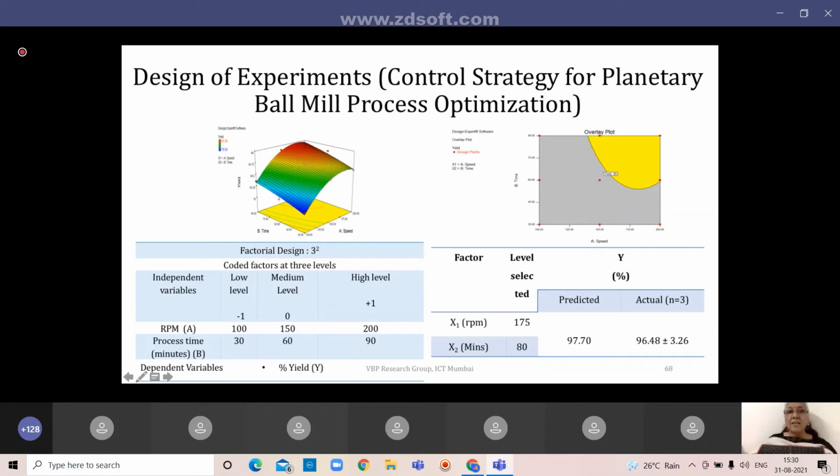After making these, obviously, we had to optimize it. So we utilized design of experiments. We looked at independent variables like RPM and process time, studied at 3 different levels, and then came out with a design space. Very clearly you can see that predicted values really match the actual values. Then we went ahead, and we got a yield which was quite good. 97% yield is really very good.